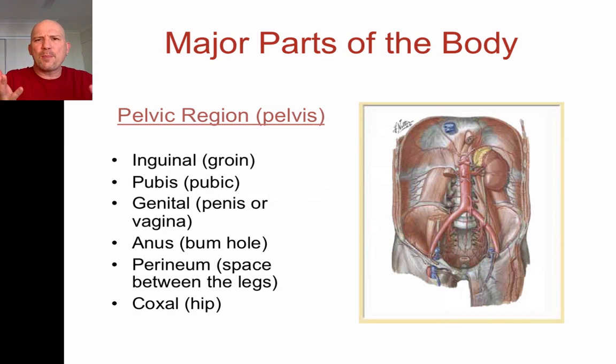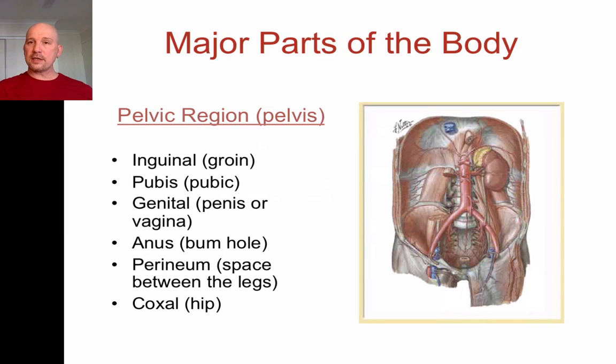The anus, bumhole. I don't know what the common term would be for that. So bumhole is close enough. But that's called the anus, and the muscle that controls it is the anal sphincter. The perineum is the space between the legs, between the genitals, the external genitalia, and the anus.